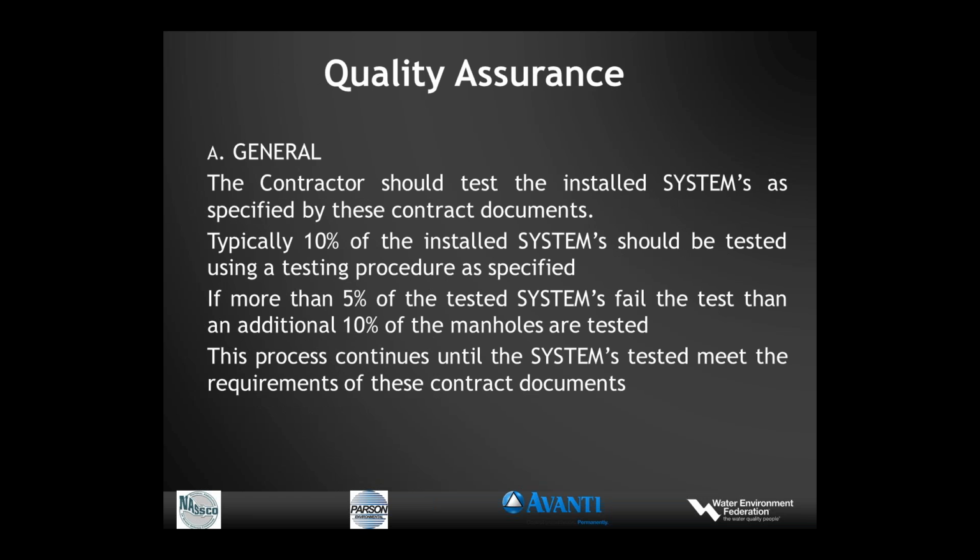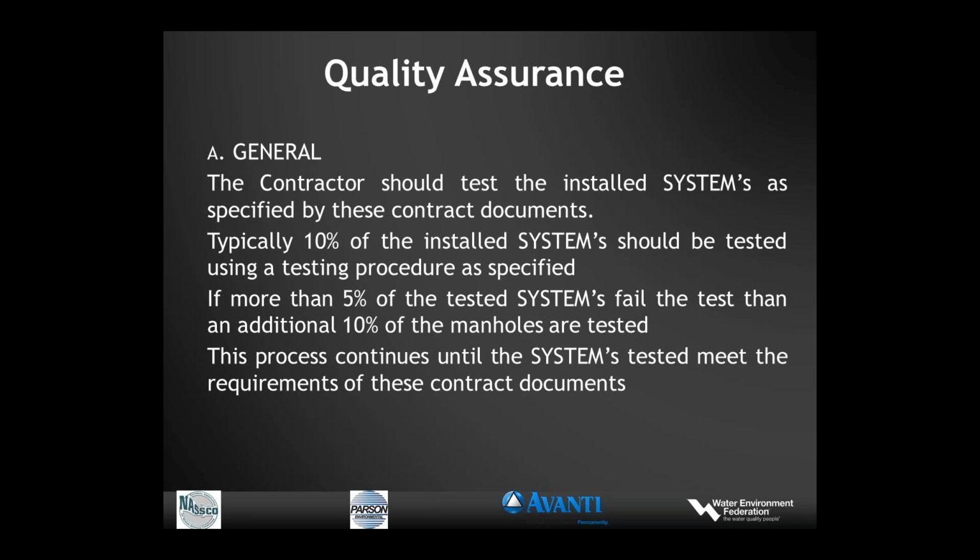So let's talk a little bit about quality assurance, some things that the specification says. It talks about testing. It talks about typically testing 10% of the installed systems. They should be tested using a testing procedure specified. And as I said, there are different tests for different products. So for products that bond, we want to make sure we do a test that makes sure it's sticking to that existing host structure. Okay, and we want to make sure we don't have any pinholes or potential corrosion paths that could continue corroding the manholes, so we want to test it for that.